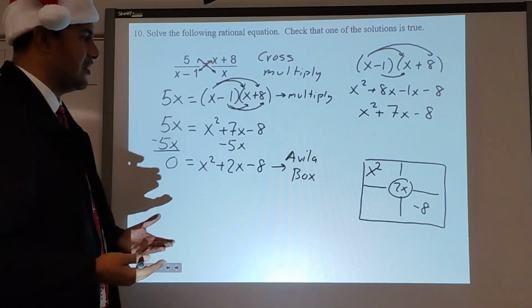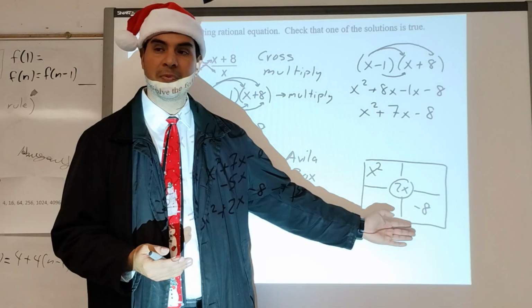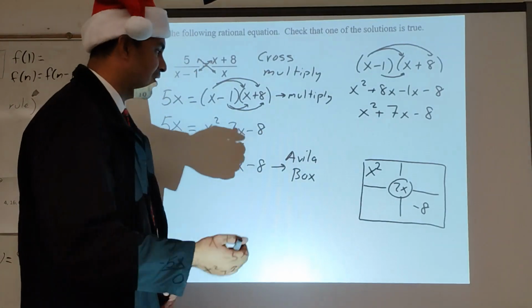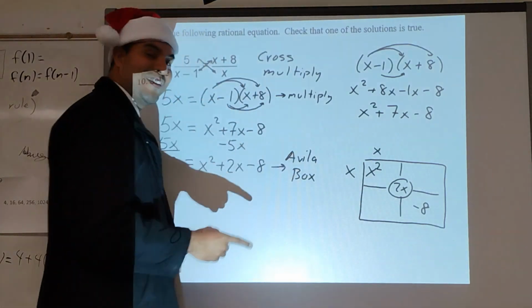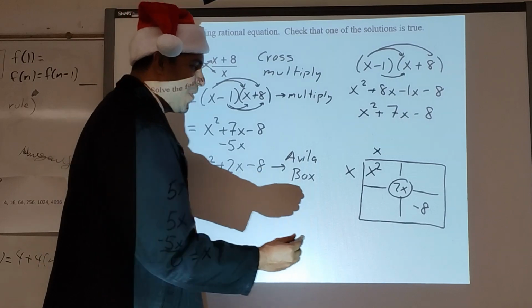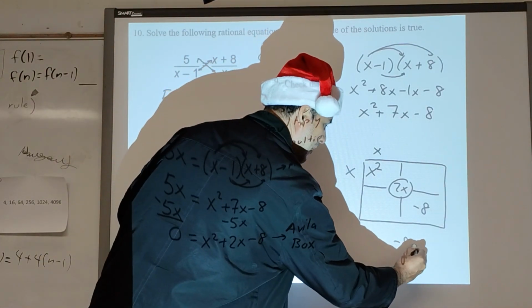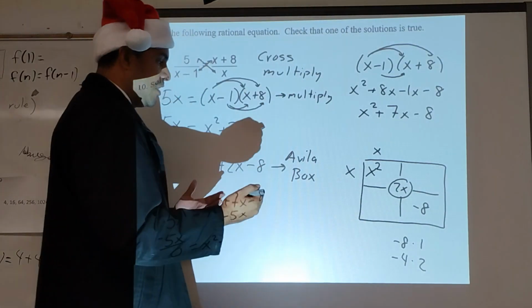And now we have to ask ourselves, what are some terms that multiply to give me x squared? What are some numbers that multiply to give me negative 8? So to get the x squared, we're going to multiply x times x. The good thing is that that's the only way to do it. Now to multiply to negative 8, we have a few possibilities. It could be negative 8 times 1 or negative 4 times 2.